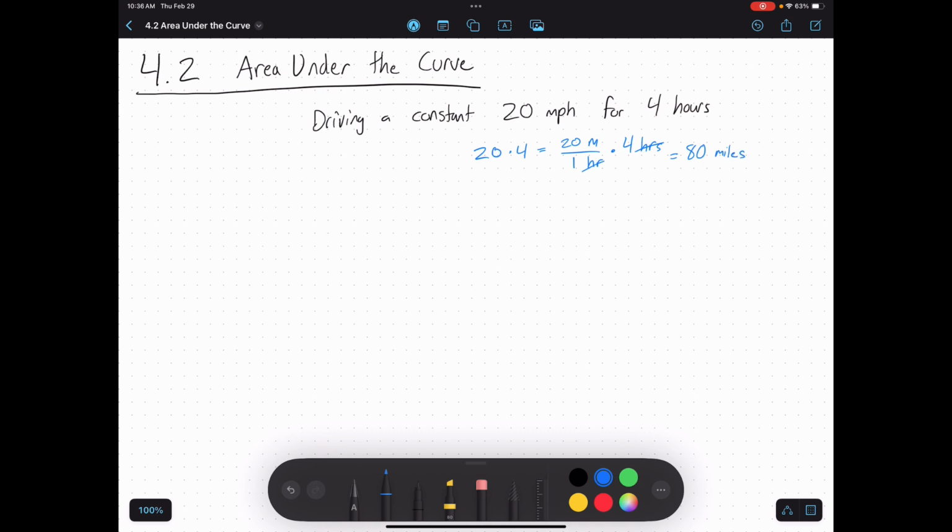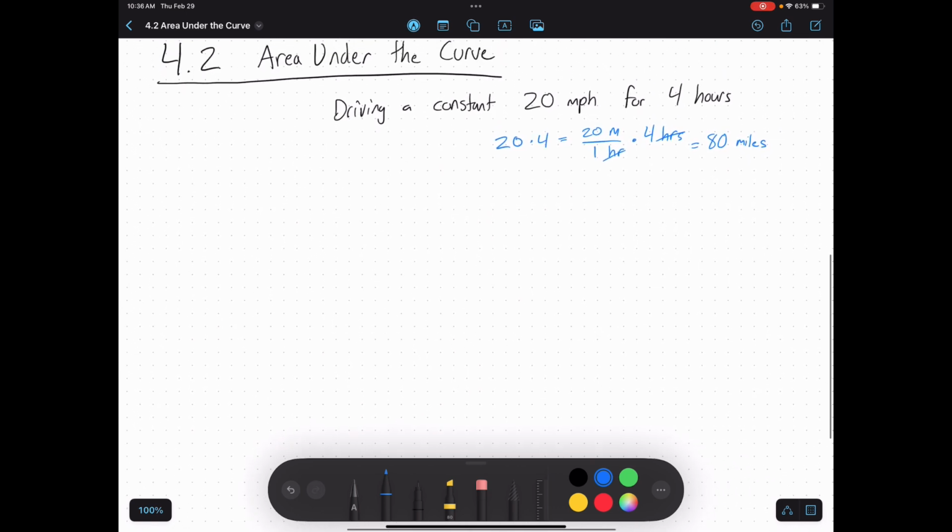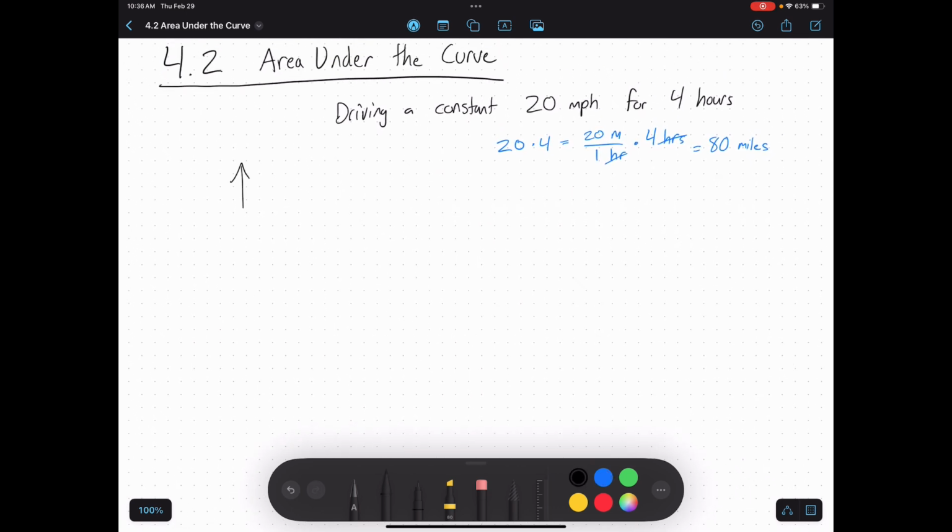But what's actually happening here graphically? If I were to graph this situation, if I were to graph my velocity, well, like I said before, I'm just going a constant 20 miles an hour, which means if I were to graph it, all it is is just this horizontal line there at 20.